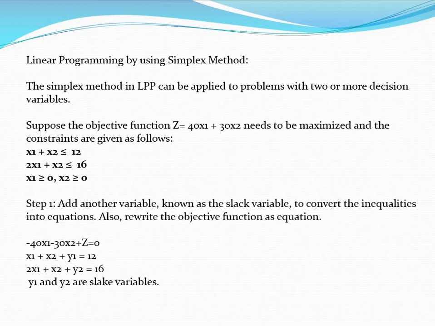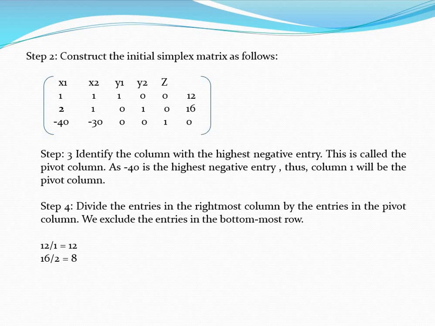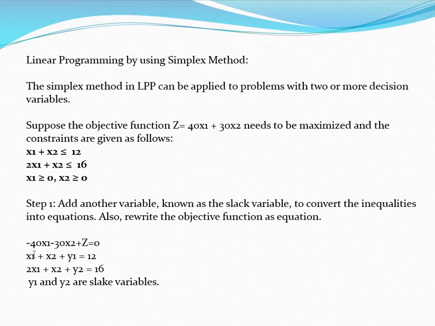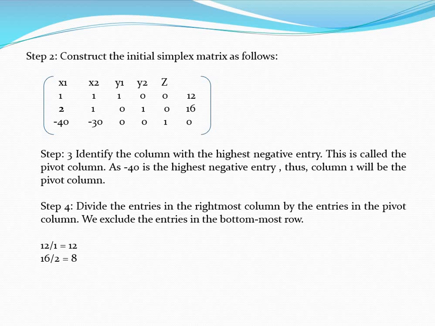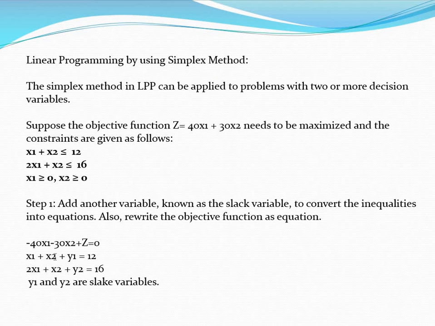In the second step we have to make a simplex matrix from these equations. Same, we have to take the coefficients of x1, x2, y1 and we have to make the simplex matrix. So write x1, x2, y1, y2 and z. So in the first equation, like x1, x2 plus y1 is equal to 12.